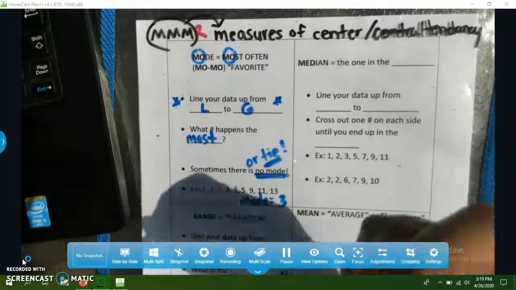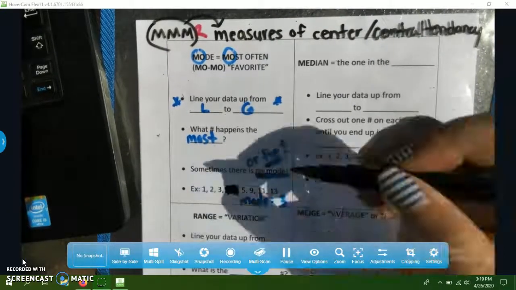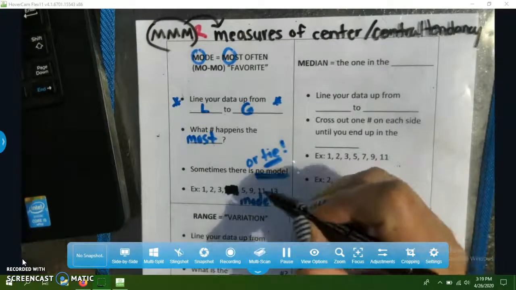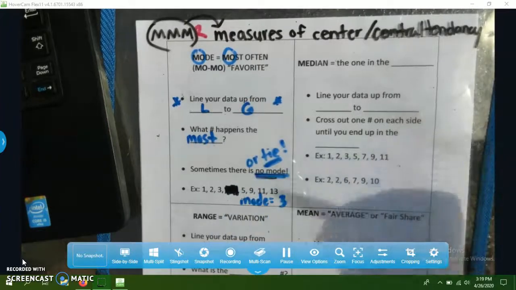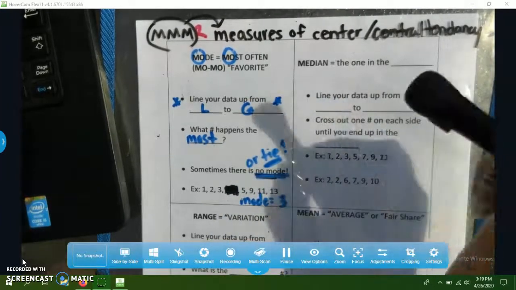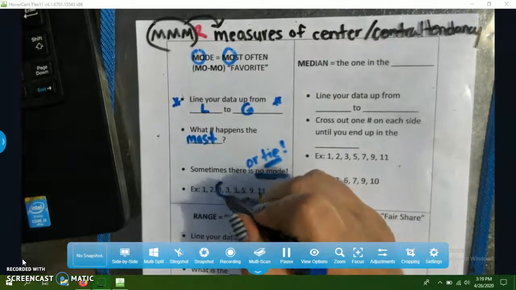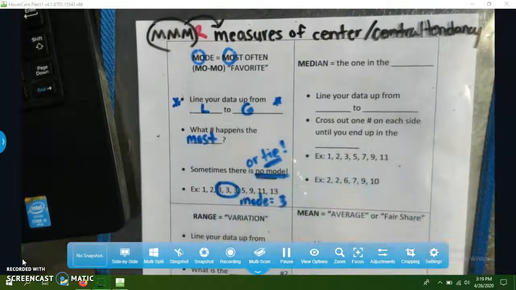Now, what if this data didn't have all those 3's at all? What if our data was just 1, 2, 3, 5, 9, 11, 13? In that case, we would say that there is no mode because no number occurs more often than other numbers. So I'm just going to go back to the data that we were given, circle those 3's so I know that that is our mode because it occurs the most often.